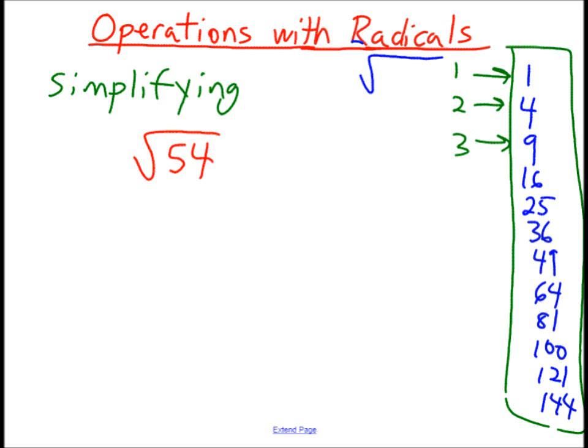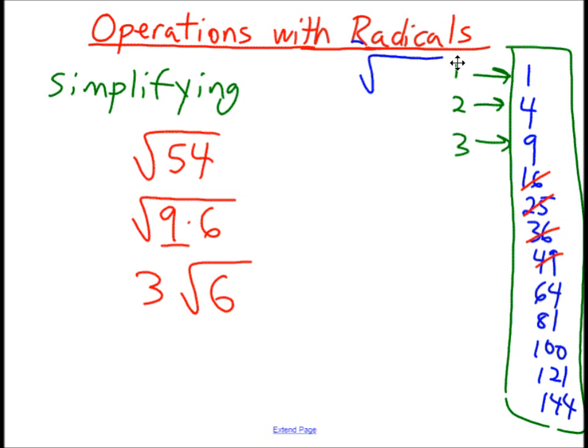If I look at my list and try some possibilities, the biggest one that divides evenly into 54 is 9. And 9 times 6 gives me 54 back. So once I rewrite 54 as 9 times 6, now I take the square root of the perfect square. The square root of 9 is 3, so my final answer is 3 root 6. When you take the square root of a number, it goes on the outside of your radical, and the number that you couldn't take the square root of evenly stays underneath your radical. So this is an exact answer. That's a quick review of simplifying.